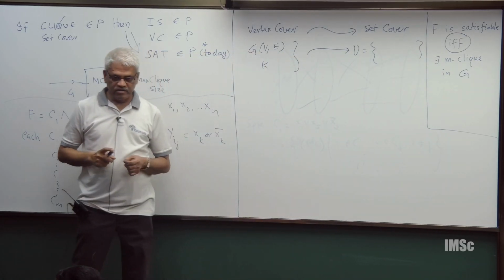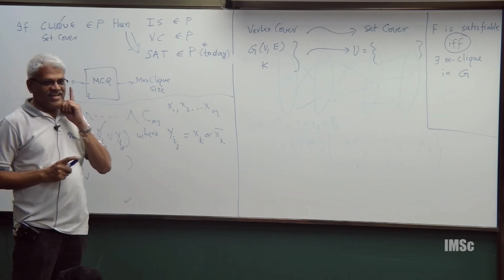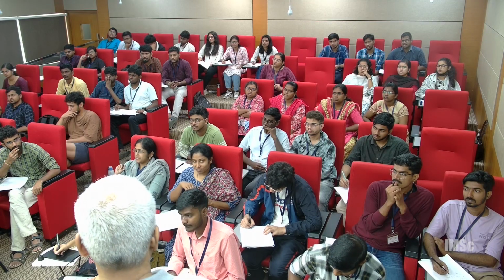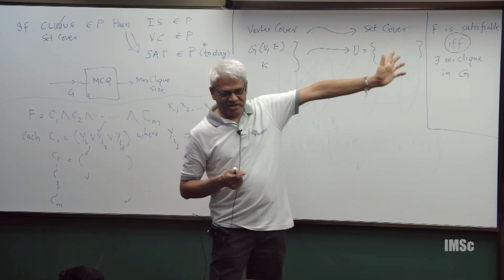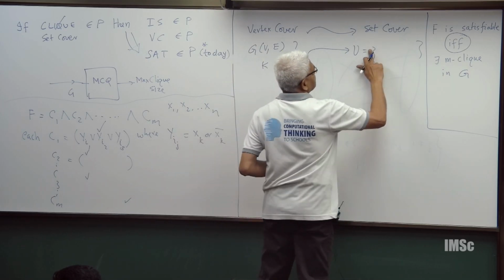All the vertices of the graph. Edges. Edges of the graph. Okay. Why do you say edges? In vertex cover, we cover edges. Exactly. That is all. What are we trying to cover? Edges. Here, what are we trying to cover? The universe. So, the universe should be edges.